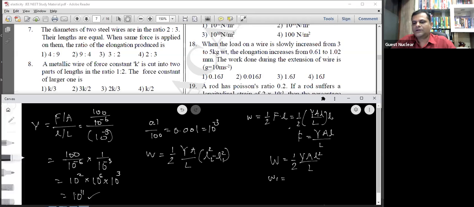But if you use this formula twice, दो बार अगर यूज करेंगे तो work done in stretching the wire by the extension L1 will actually be given by half into YA upon capital L into L1 square, बराबर, and work done W2 in order to stretch the wire by extension L2 will actually be equal to half into YA L2 square upon capital L, correct है। But here we have to find out this difference.